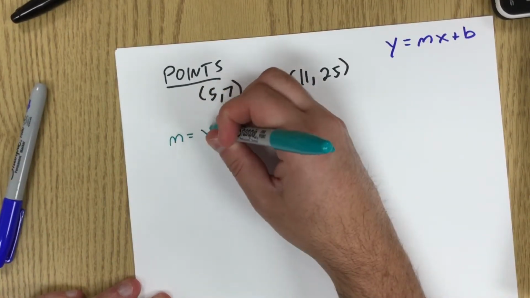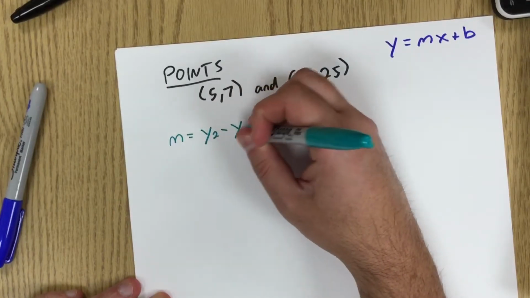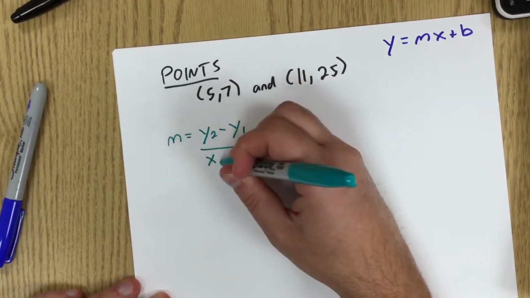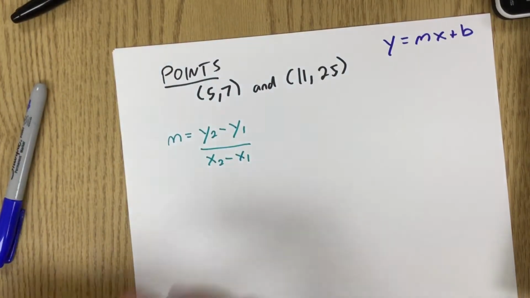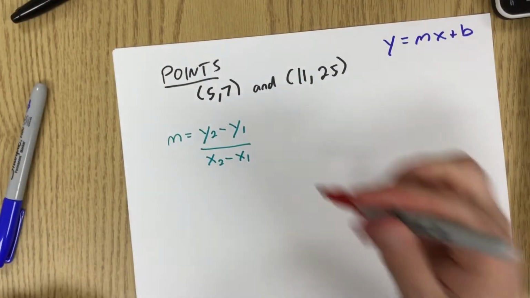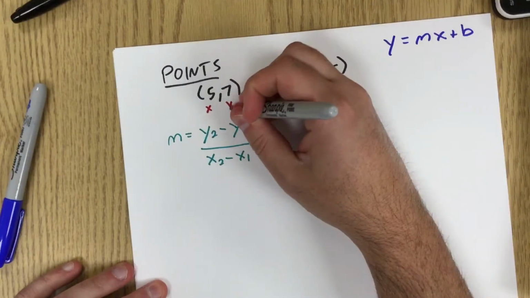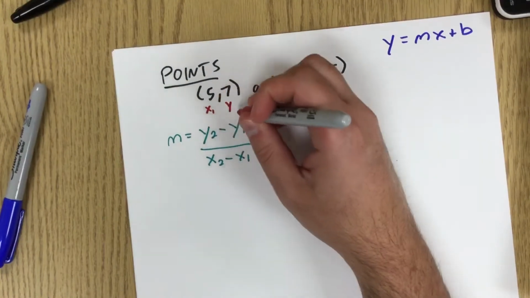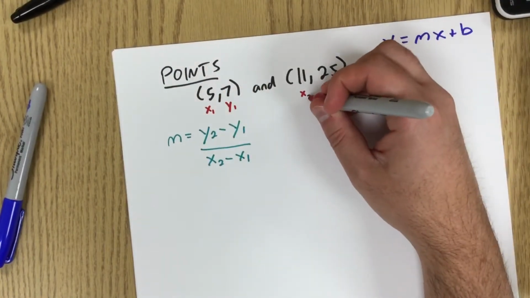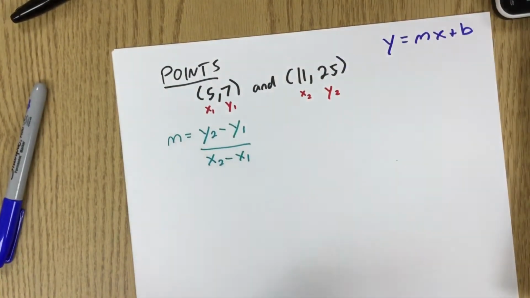So the slope is y2 minus y1 over x2 minus x1. We should probably label the points then. We're going to start using this formula. So this is x and y. This is x and y. I'm going to say this is the first point, so it's x1, y1. This is the second point, so it's x2, y2.